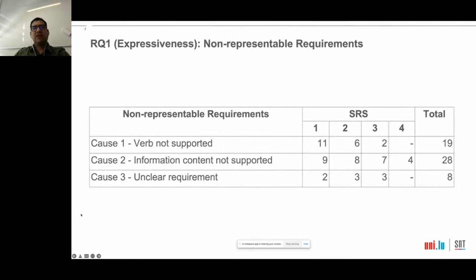We also kept track of the requirements that we were not able to rephrase using our controlled natural language, and we annotated each requirement with one of the following three causes. Cause 1, the requirement contains a verb that is not supported by our language. Cause 2, some information content, excluding the verb, is not supported by our language. And cause 3, the meaning of the requirement is unclear and no financial analyst could clarify it.